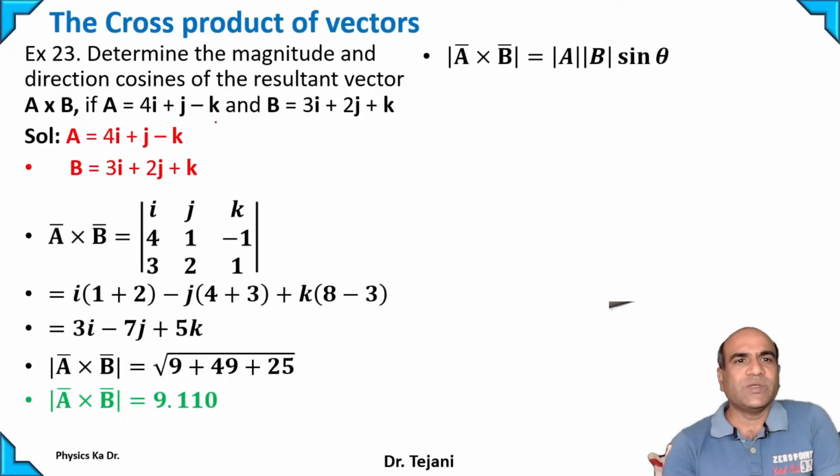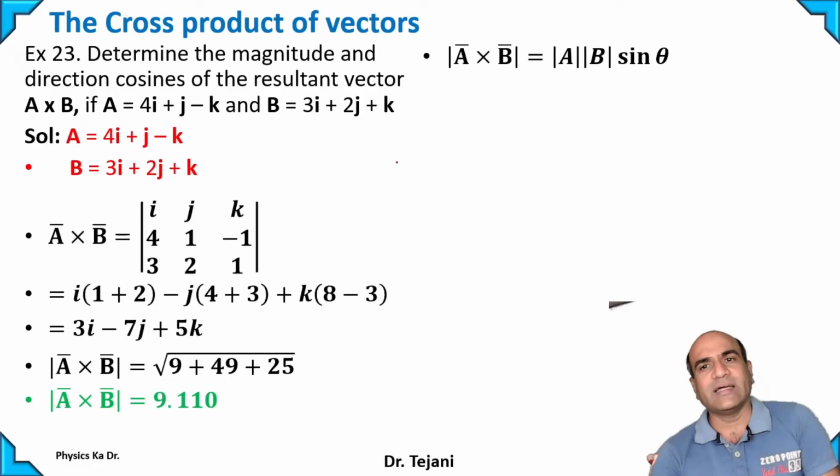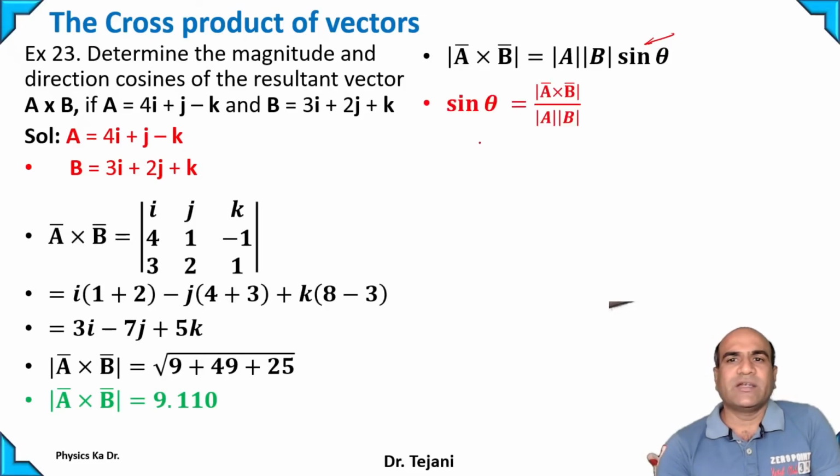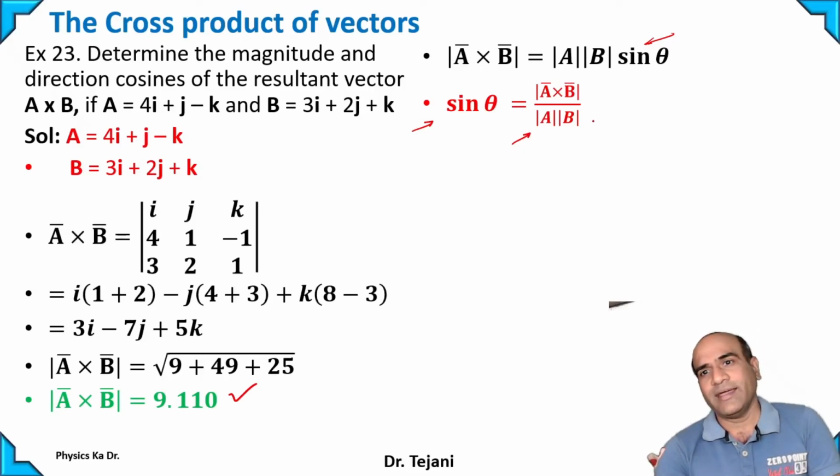But here we also need its angle. So we know that mod A cross B is equal to AB sine theta. That we know how it works. Here we need sine theta, so we can take sine theta aside. Sine theta is equal to mod A cross B divided by mod A mod B. That answer we already have. But now we need to find the answers for mod A and mod B. These two answers are required.